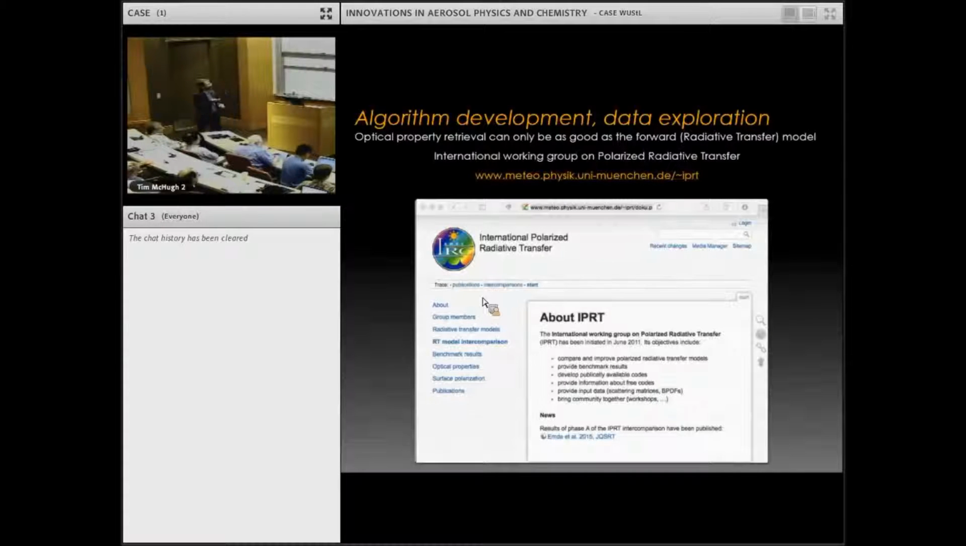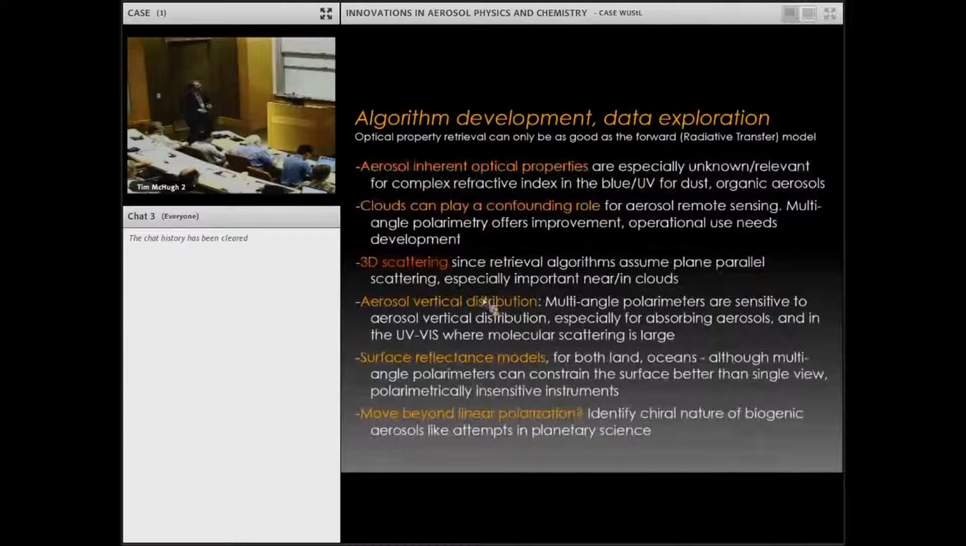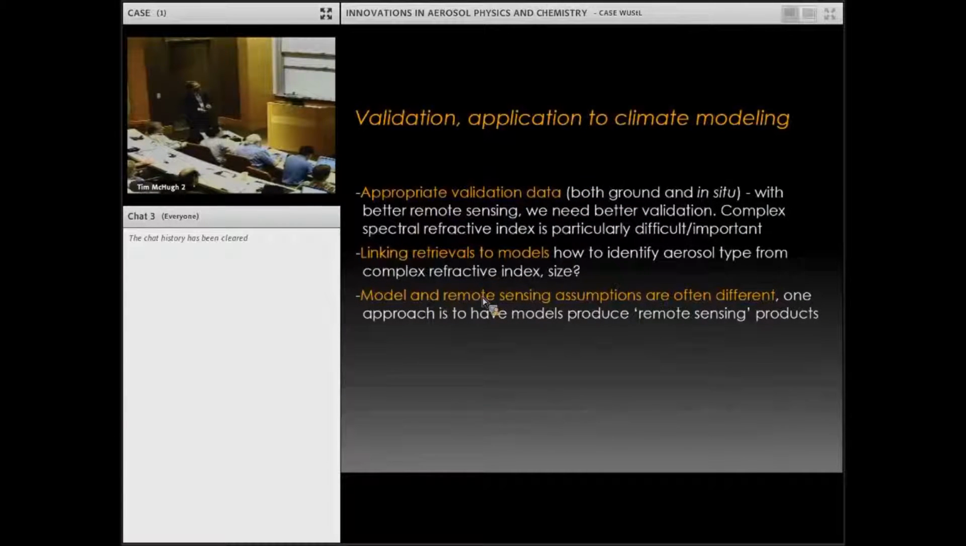This is an effort to compare retrieval polarized radiative transfer algorithms. Okay, I'll just go with that. And then finally, how do we apply this data appropriately? One of the things is, how do we validate our complex refractive indices from the ground? And I think a lot of people here are making measurements that are appropriate for that. But we need to be talking the same language in terms of validation. And then we also need to be talking the same language with the modelers. How do we take our retrieved values and say something relevant to the modeling community? So one approach, for example, is to make climate models have remote sensing products, which is kind of nice. So that's it.